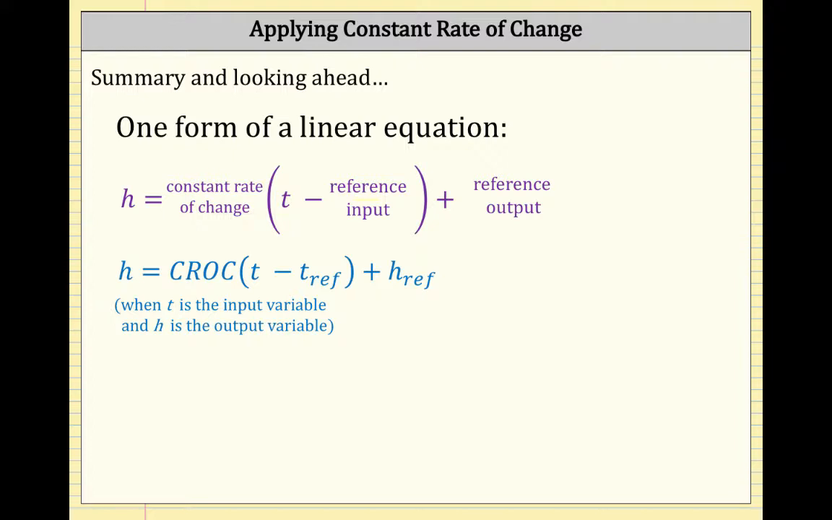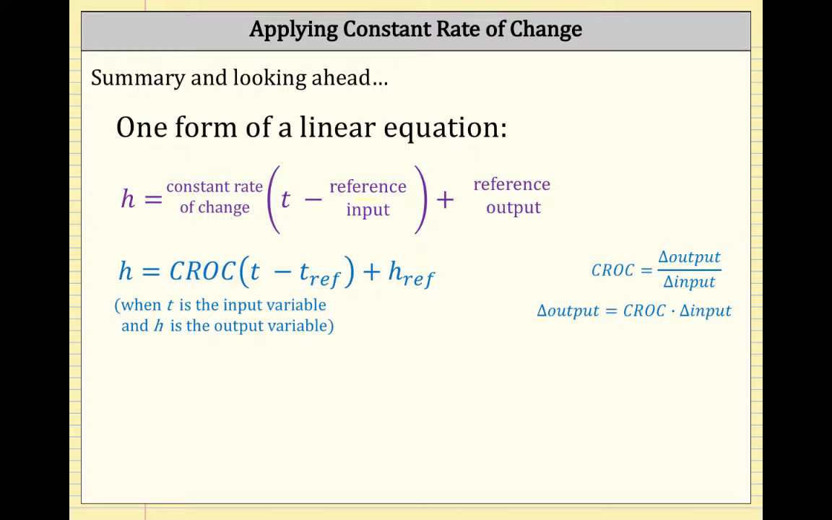So let's also see what we would use to determine the constant rate of change. Well, we know from earlier that the change in output is equal to the constant rate of change times the change in input. And the constant rate of change is the change in output divided by the change in input. So that's how constant rate of change is determined, which is abbreviated CROC.